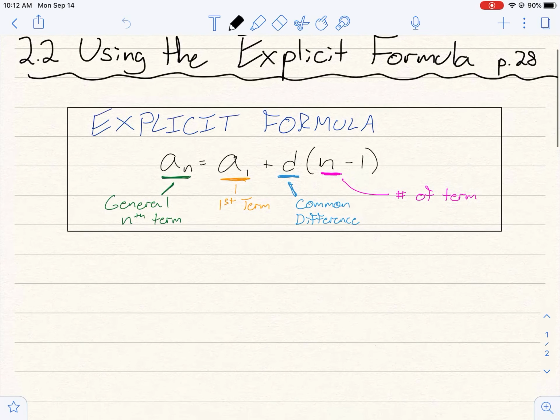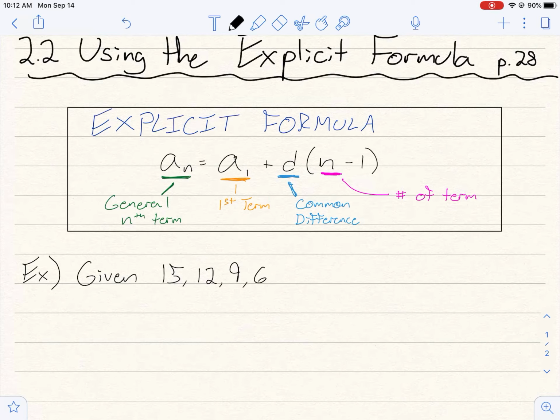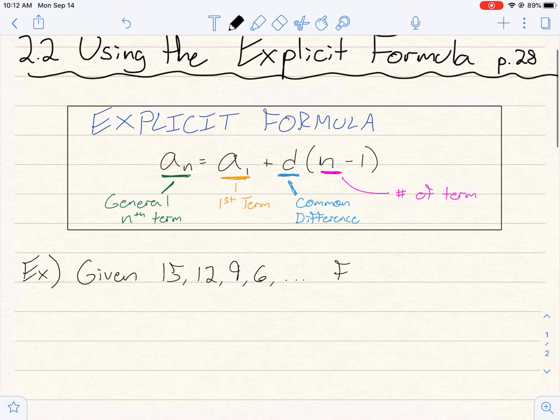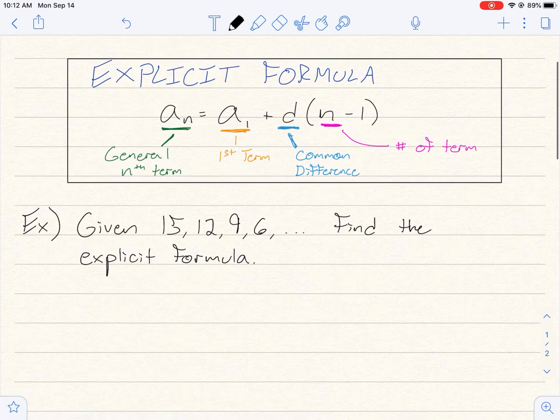So let's start with this example. If we are given this sequence of 15, 12, 9, and 6, dot, dot, dot, let's find the explicit formula. So let's first practice again that finding the explicit formula piece.